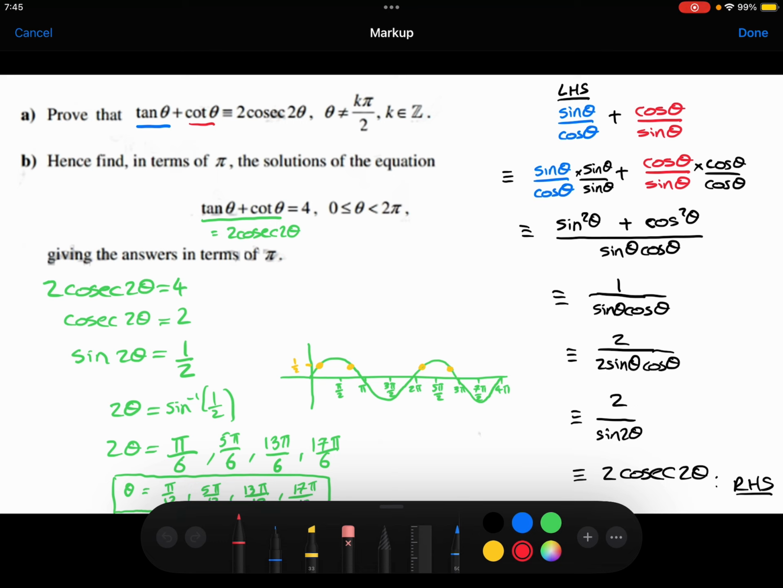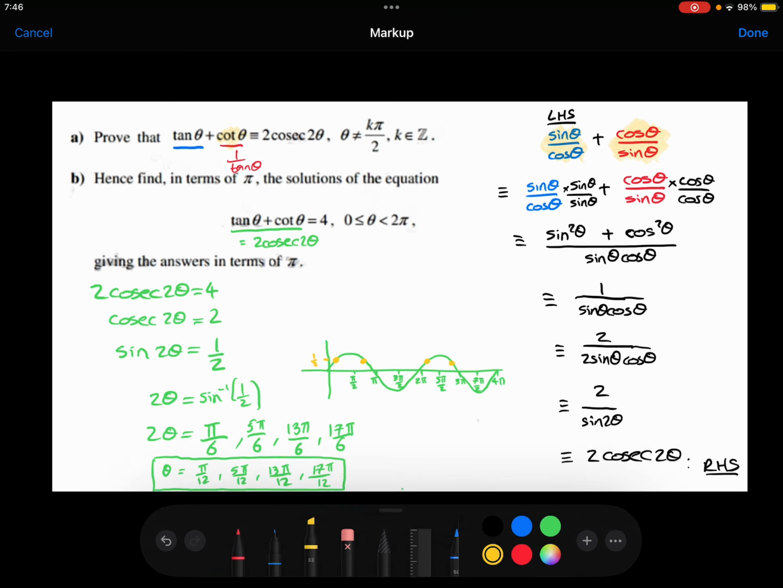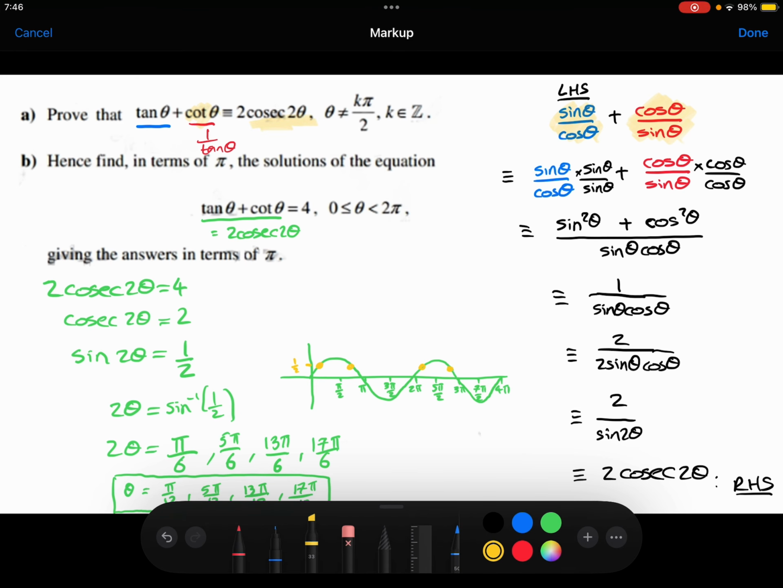So starting on the left-hand side, I've got the tan, and I know I can rewrite that as sine over cos. And then I've got the cot. Now, I could write cot as 1 over tan, but I've instead decided to write it as cos over sine. That way, it's going to make it easier for me to combine it with the sine over cos and get me closer to this cosec 2 theta.